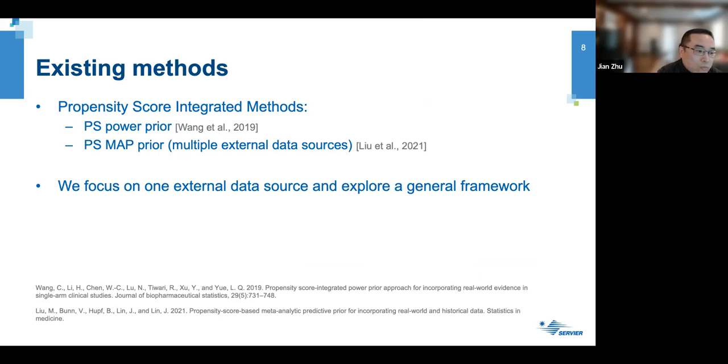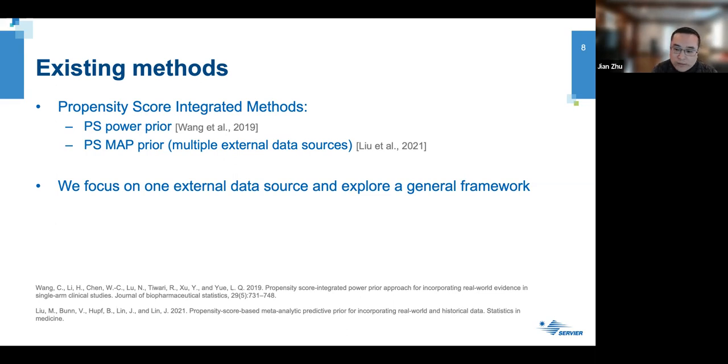So we want to mention that there are already some existing methods to handle and adopt this approach. One et al. 2019, I think, is the first paper to consider combining the propensity score method with the power prior. Later on, Liu et al. extended this to the meta-analytic prior approach, if you have multiple external data sources. In this talk, we want to focus on the case where there is only one external data source, and we want to show how we can generalize the framework and share more learnings from our collaborations.